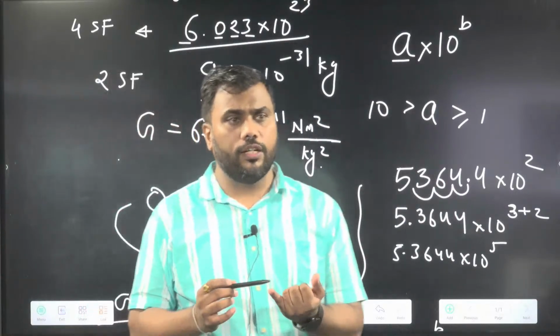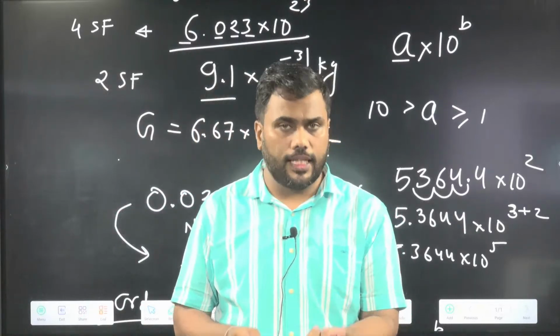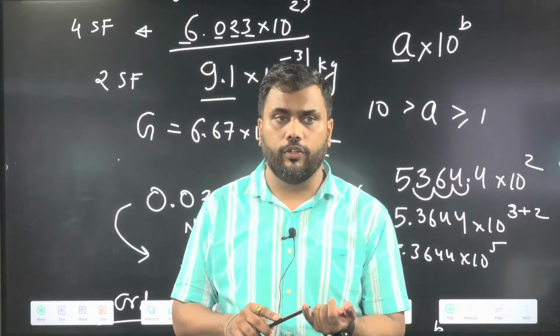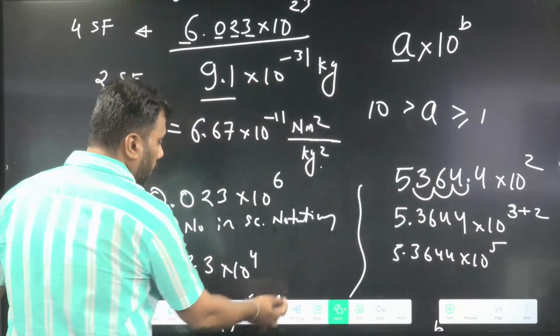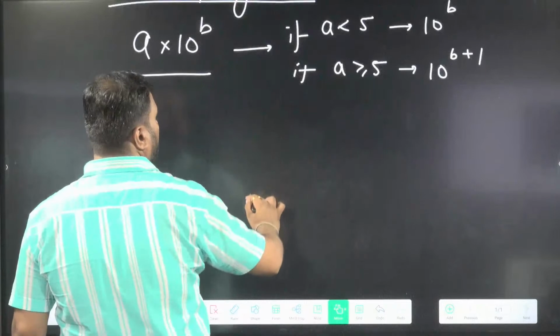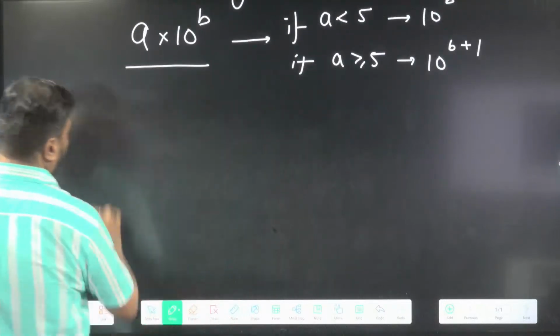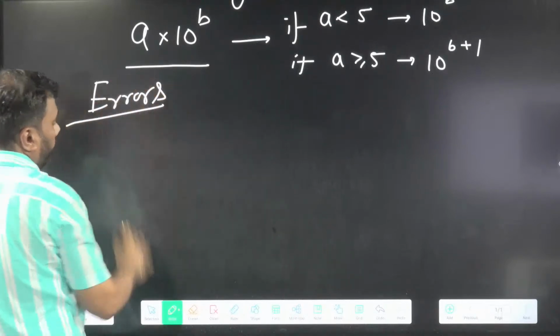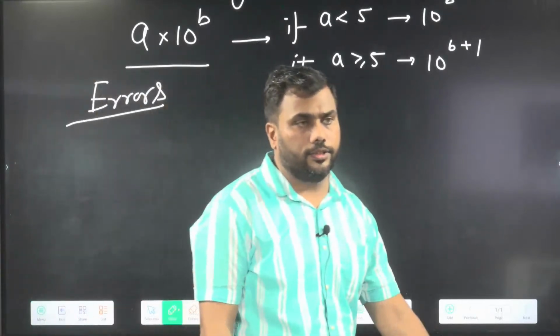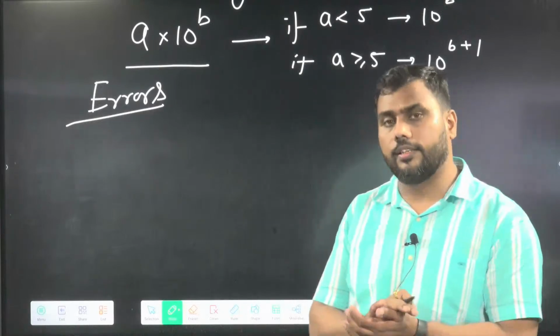Okay, so we have covered what we mean by scientific notation and order of magnitude. In the previous class, we covered significant figures. So let us move on to some next ideas. Errors. Now we will understand errors.